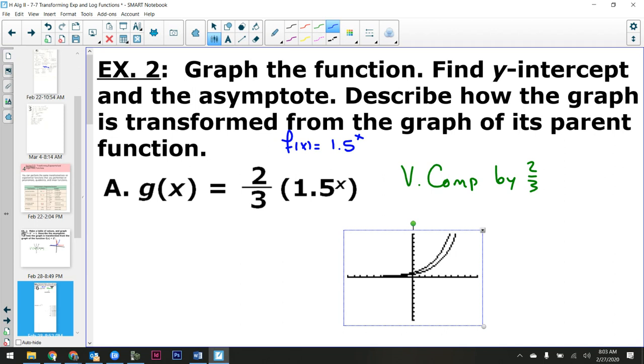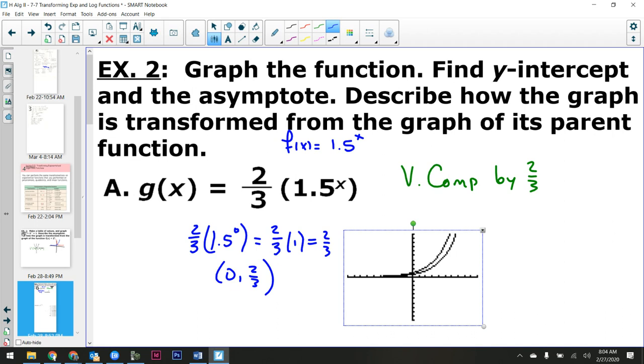So graph the function, check, find the y-intercept. What's the y-intercept now? Is it still at 1? 2/3, right? If I plug in 0, this would be 2/3 of 1.5 to the 0. 1.5 to the 0 still goes to 1, but now it's just 2/3 times 1, or 2/3. So the y-intercept is (0, 2/3).